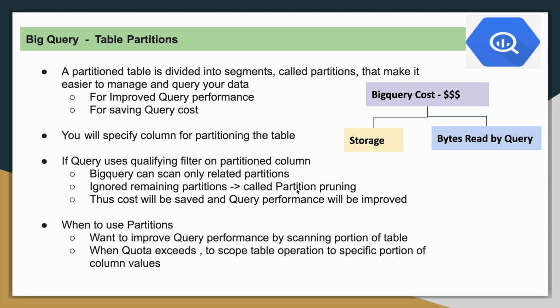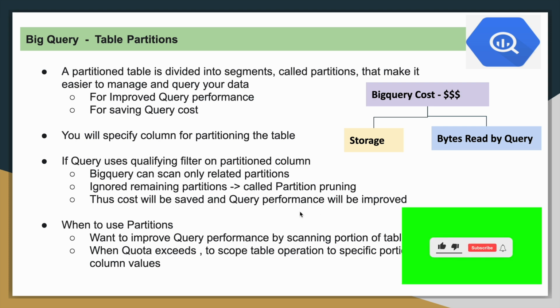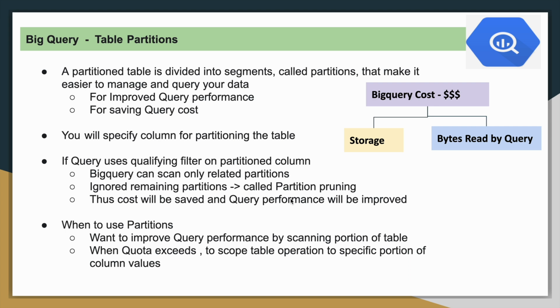So you have to design and write your query in such a way that it uses the partition column, so that it only scans a portion of the table based on the partitions. That is where it saves query cost, since it scans only limited partitions and the amount of data processed by the query is reduced. It also improves performance, because fewer partitions have to be scanned.